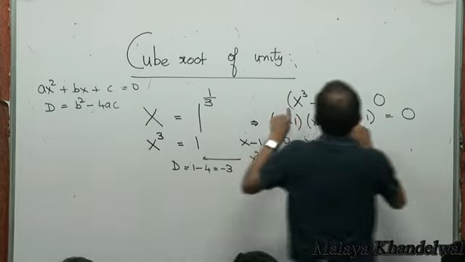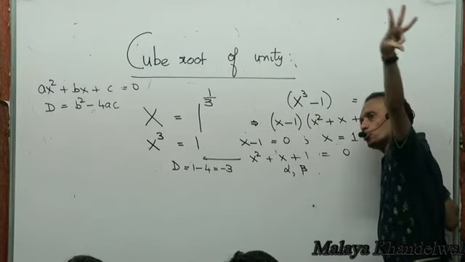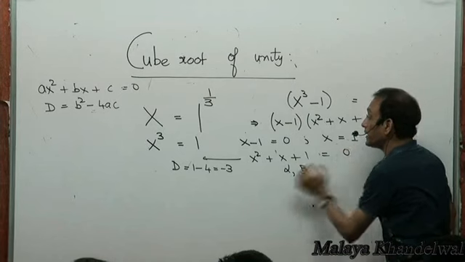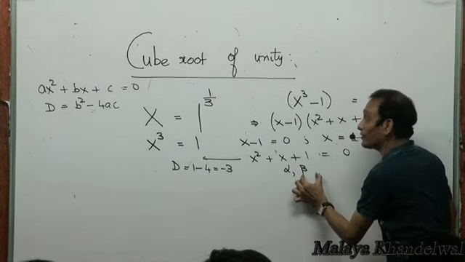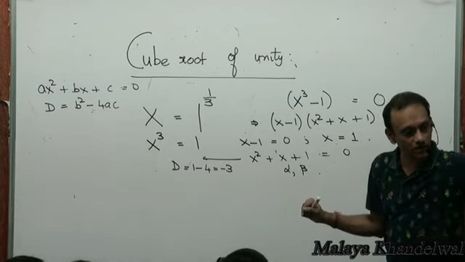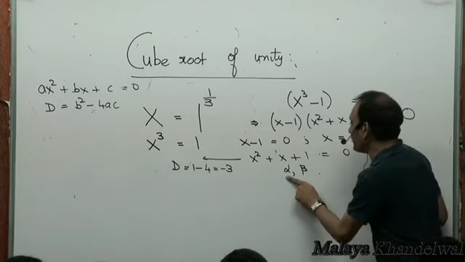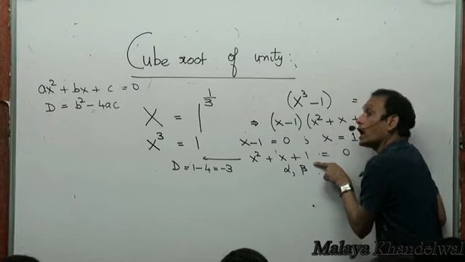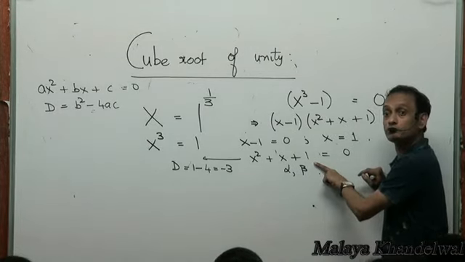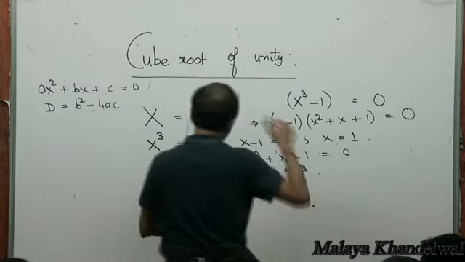That means there are 3 cube roots of unity. One is a real one, x equal to 1, and the other cube roots of unity, alpha and beta, are roots of this equation, and they must be complex. So alpha and beta, the roots of this quadratic, are the complex cube roots of unity. Okay.